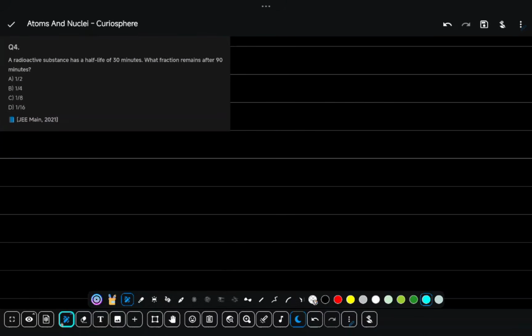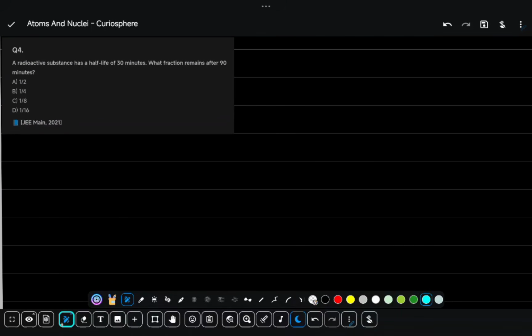Question number 4: a radioactive substance has a half-life of 30 minutes. Now we have to go back to radioactivity. Radioactivity actually comes in chemistry, chemical kinetics. Though you're not studying so much about radioactivity over there, you still have radioactive reactions, and they're always first order reactions. Do you remember? All radioactive reactions are first order reactions, meaning their order n is equal to 1.